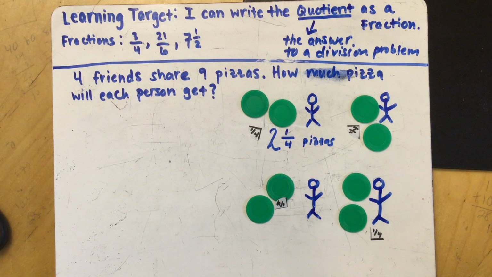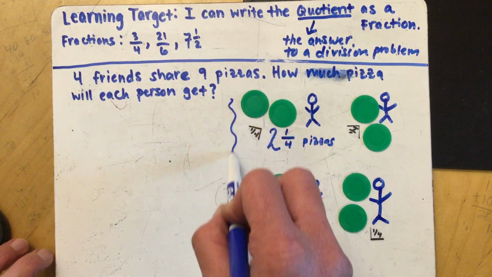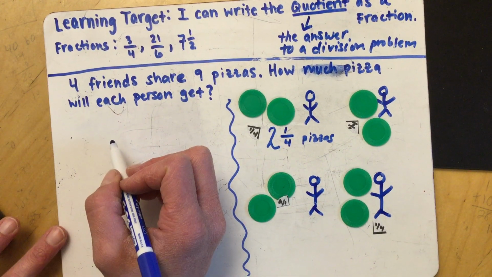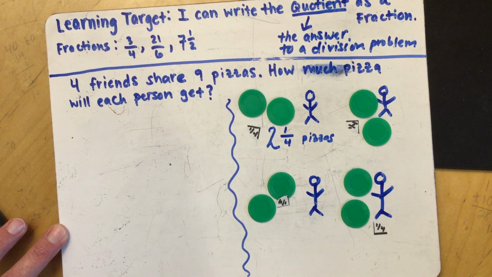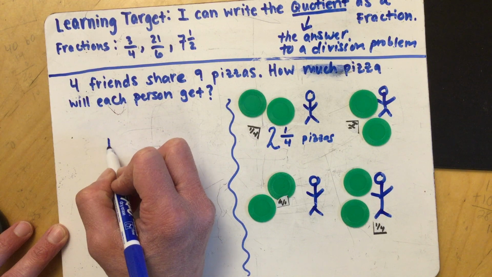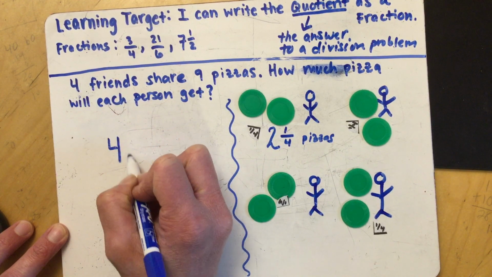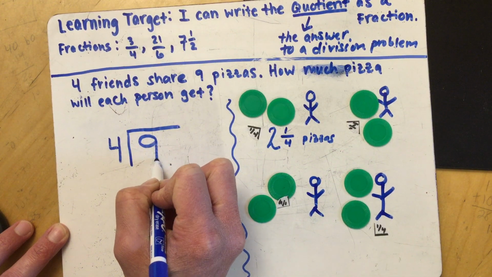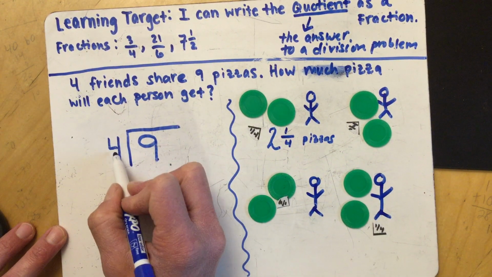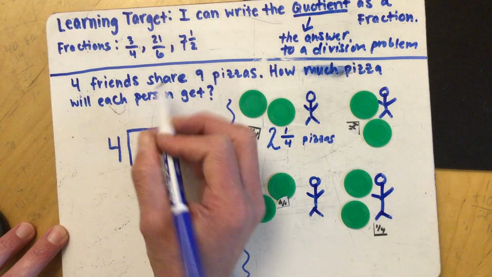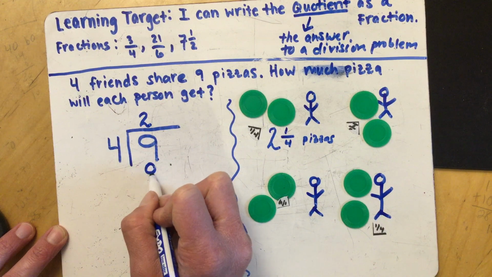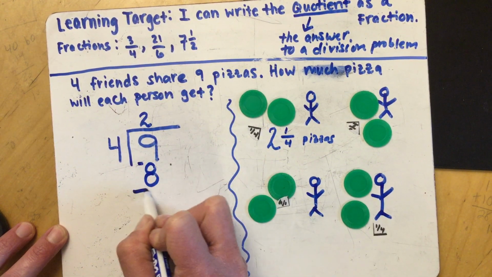Let's take a look at how to use it with an algorithm, meaning actually doing some long division. I'm going to leave this up on the side so we can compare our answers. So once again, we have those 9 pizzas that we're splitting up and our 4 friends that are sharing them. So the thing that we're splitting up is going to go inside the house, which is our pizzas. We're going to divide first. So 4 goes into 9 2 times. Multiply to get 8. Subtract to get 1.